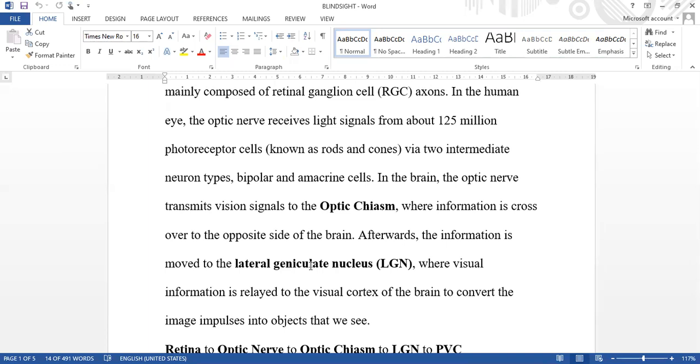So the moment area V1 receives the information, it will then process it for you to see it as maybe a laptop or a phone. That's for perception. So perception will then take place. So these are the neural mechanisms that happen.